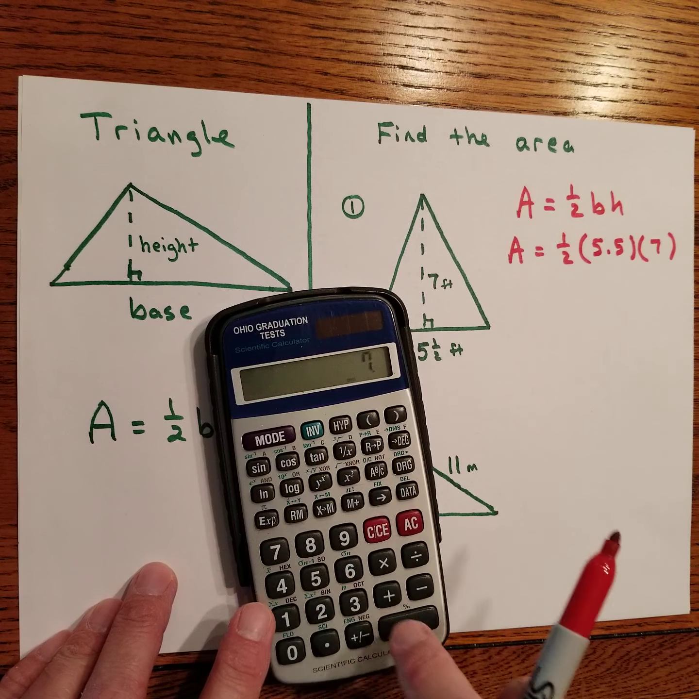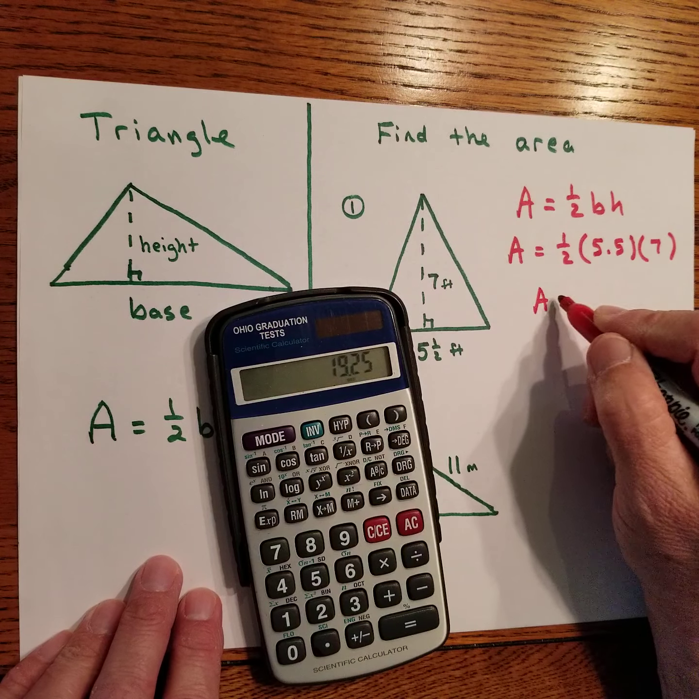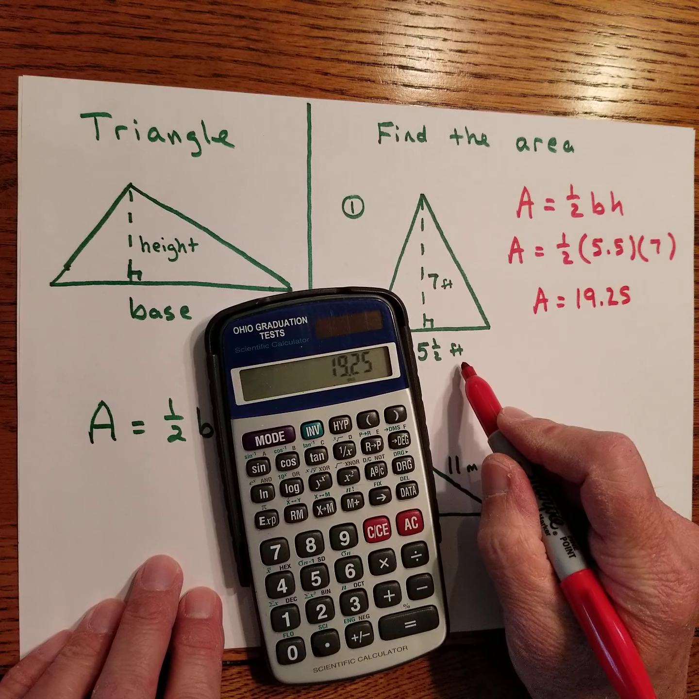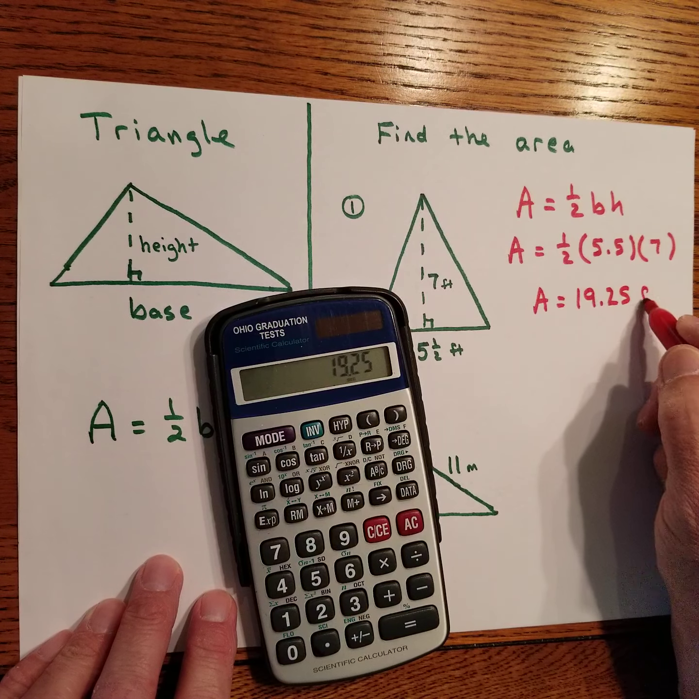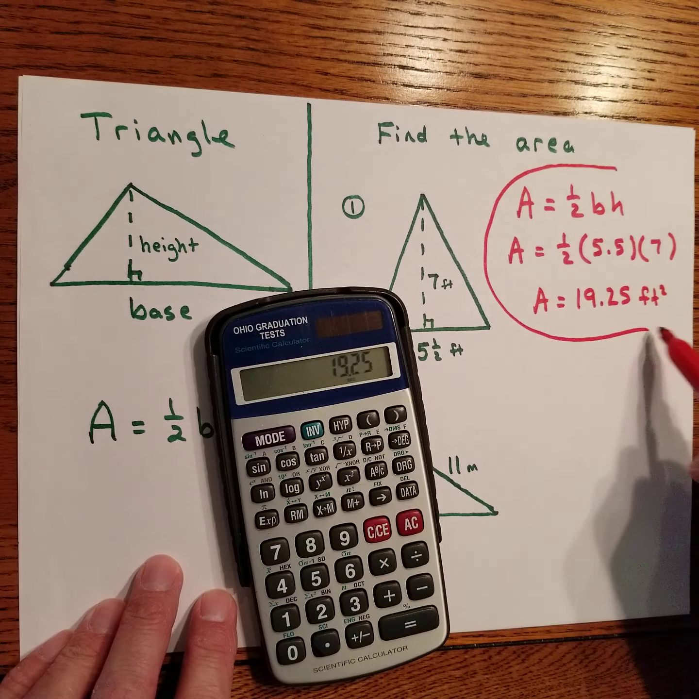5.5 times 7 divided by 2. And my calculator gives me 19.25. This was in feet, so 19.25 square feet to fill up that triangle.